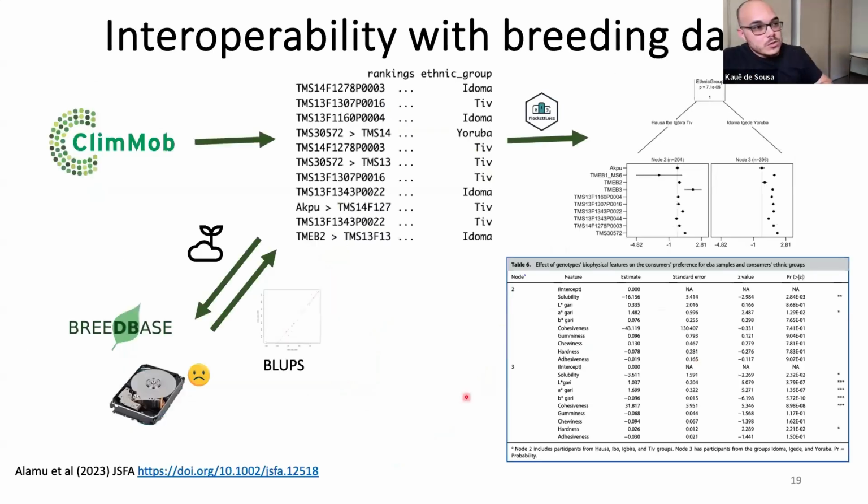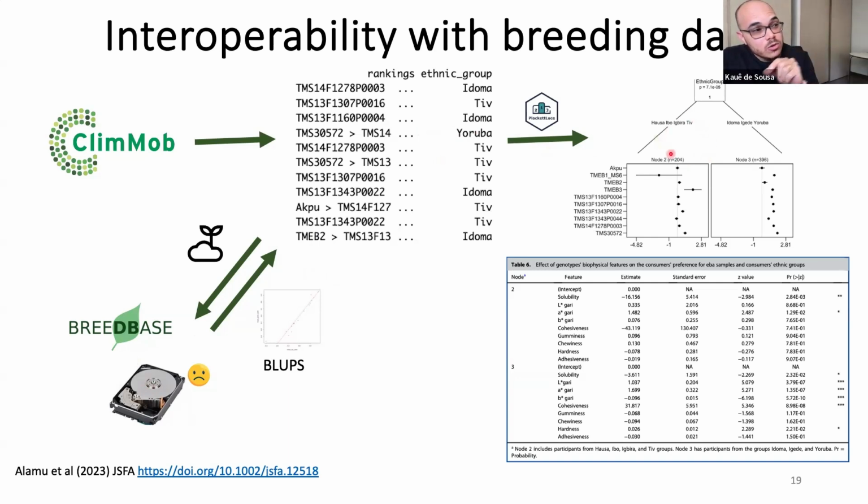The first one, which was one of the first or maybe the second that we started, is basically getting ClimMob data together with breeding data. Sometimes the data is in a breeding database. Unfortunately, sometimes the data is on the disk of the breeder, so you need to request this data. But what you can do is send the variety data, and then you get back the BLUPs, the best linear unbiased predictions, and then you send it back to the data.